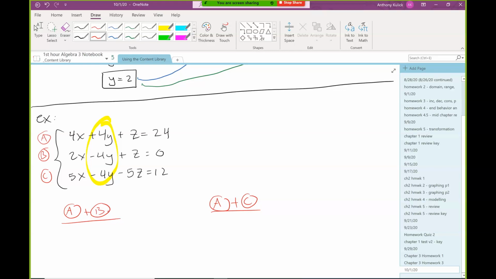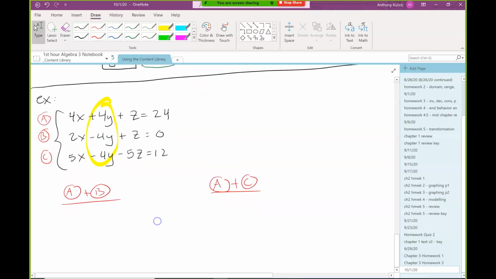Okay. So I'm not going to rewrite equations A and B and A and C down because I didn't multiply them by anything. They didn't change. They're just right there, so I'm just going to add them up from the problem. It's certainly not wrong to rewrite them, but we don't need to. So 4x and 2x is 6x. 4y and negative 4y is 0. z plus z is 2z. And 24 plus 0 is 24. I'm going to refer to this as equation D.